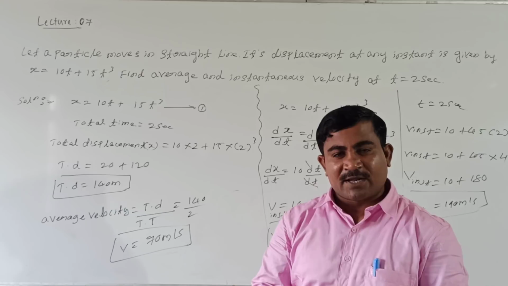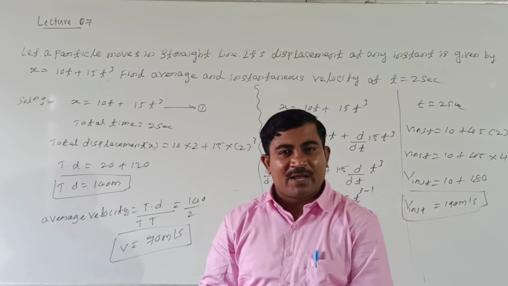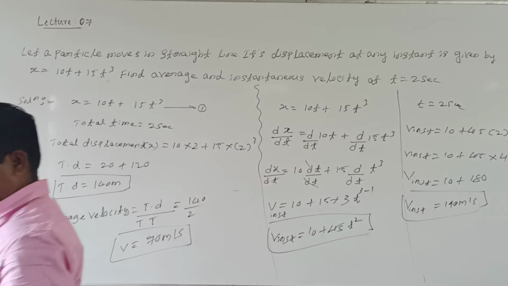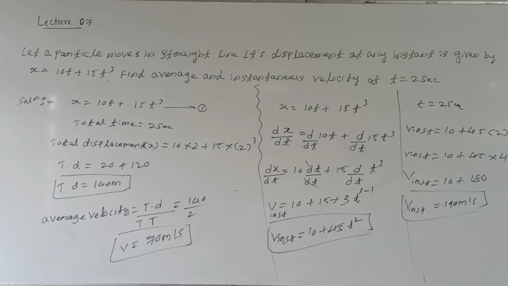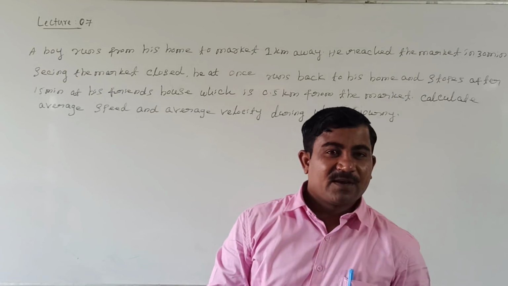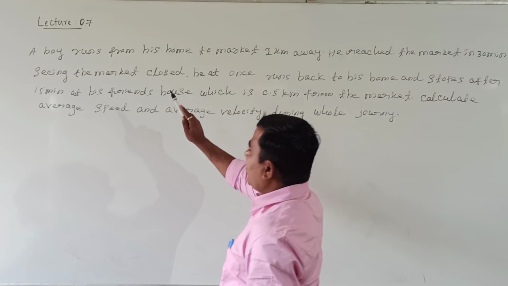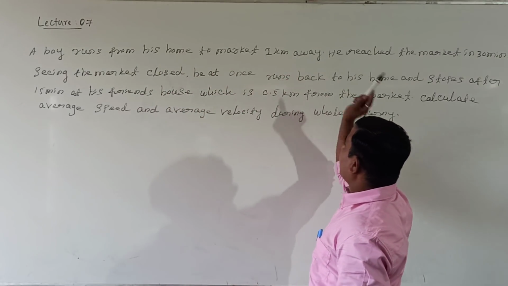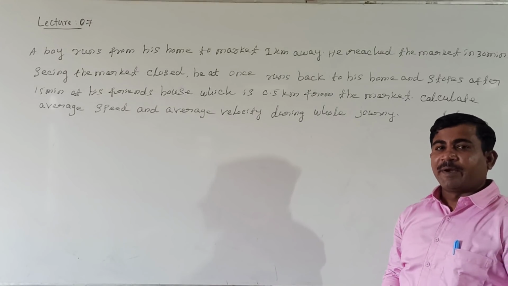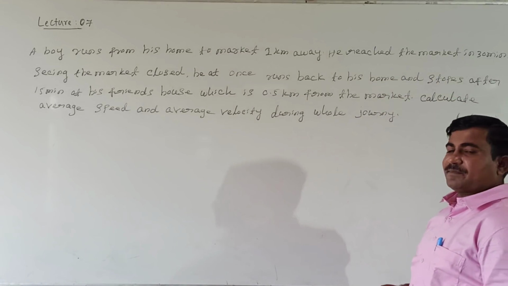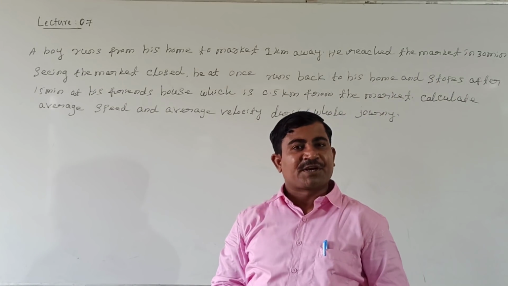We will see one more numerical, students: how to solve average velocity and how to solve the average speed of the body. Let us take one example. Right, students. Numerical: a boy runs from his home to market 1 kilometer away. He reached the market in 30 minutes. Right?